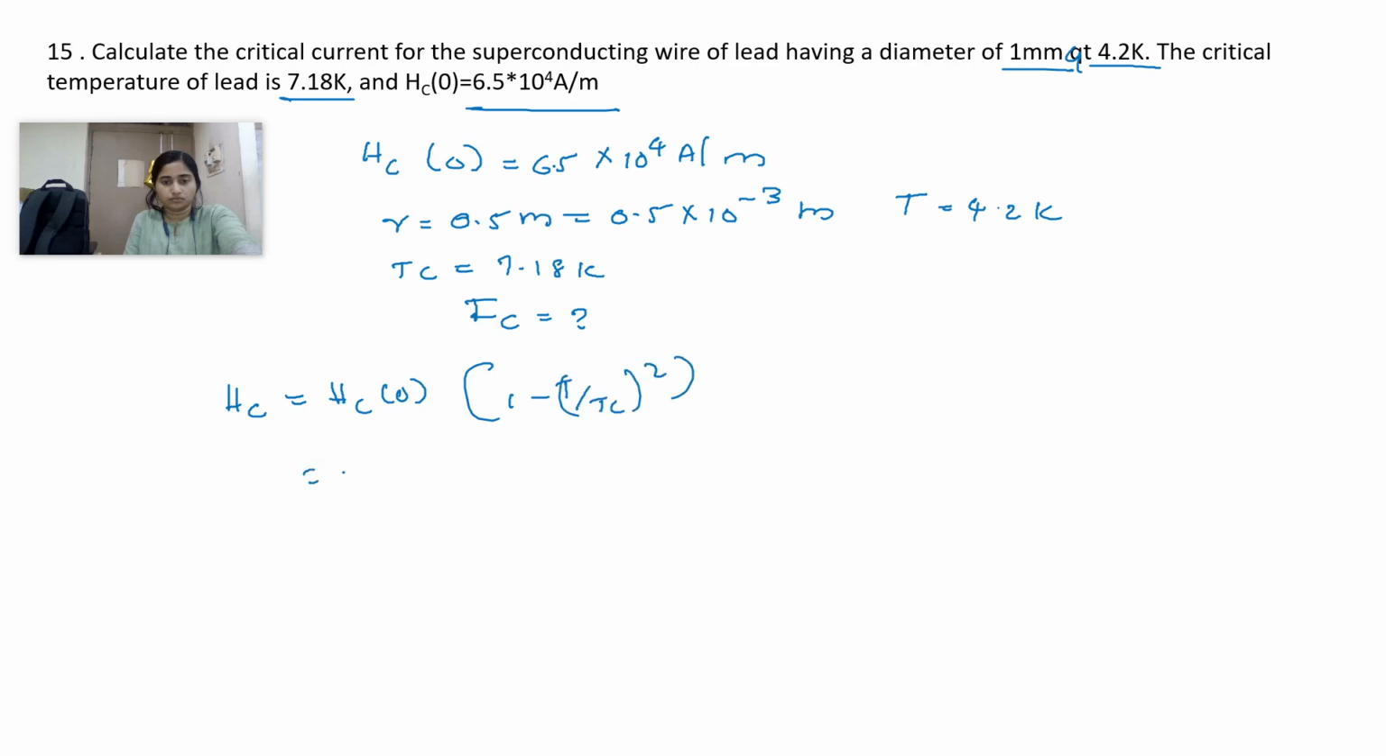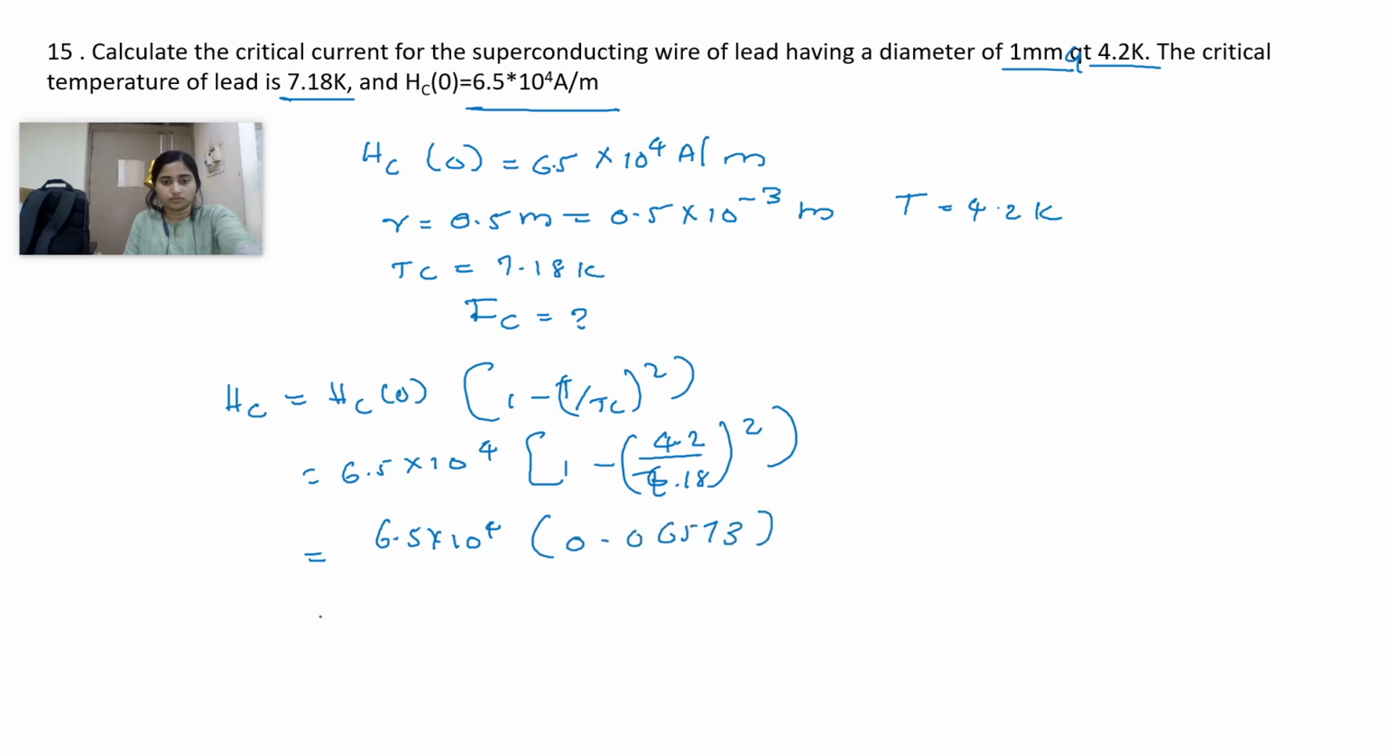Okay, from there substitute it: 6.5 times 10 to the power 4 times 1 minus 4.2 divided by 7.18 whole square. So it will be 6.5 times 10 to the power 4 times 0.06573. Okay, so your final answer of HC will be 42.758 kilo ampere per meter. So this is just the HC value.